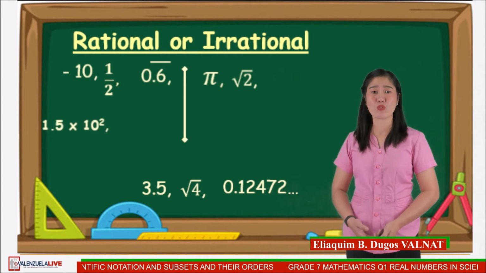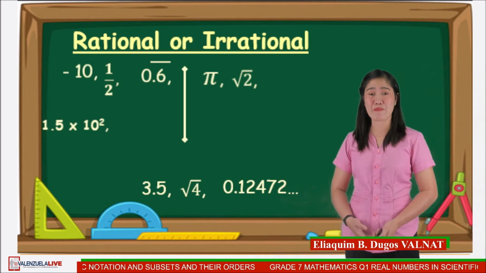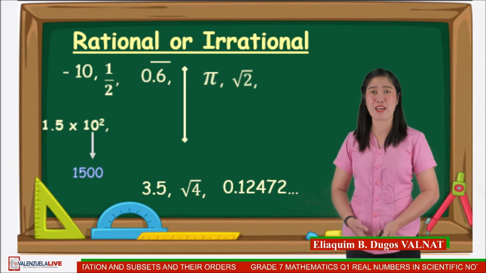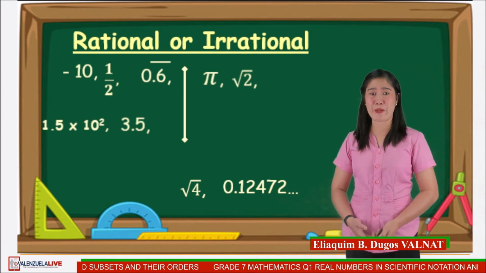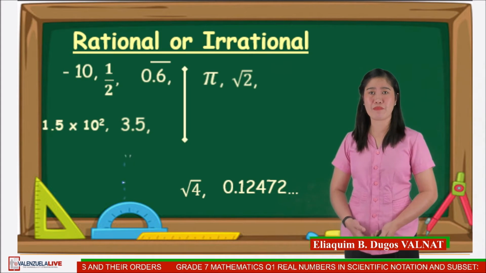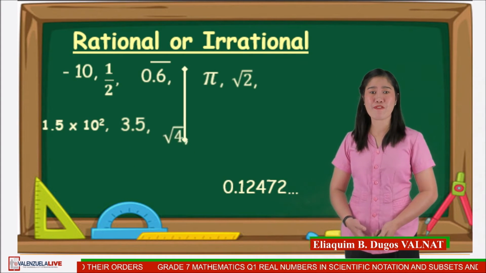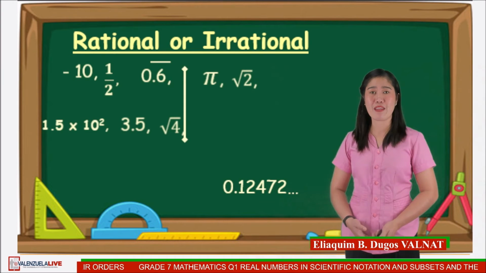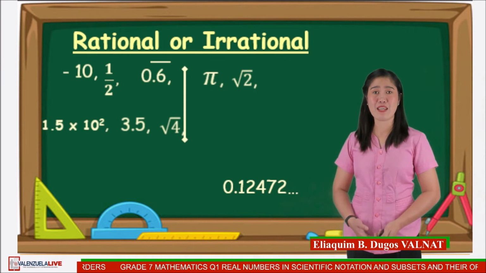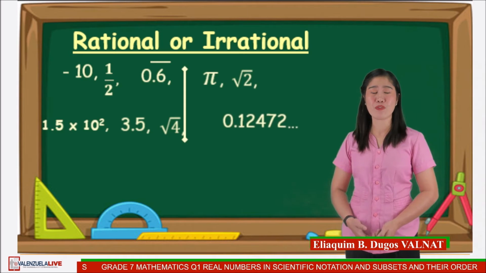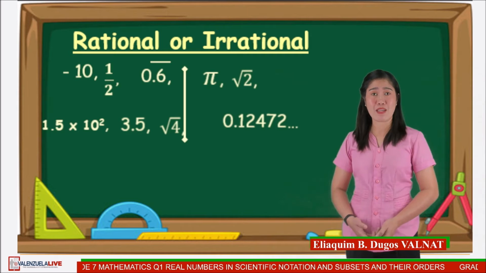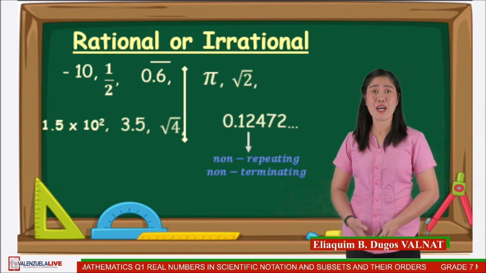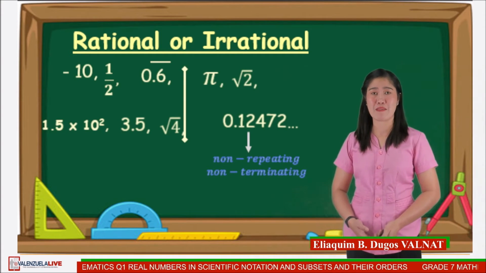1.5 times 10 raised to 2 is a rational number and can be written as 1,500. 3.5 is also a rational number and can be expressed as 7 over 2 as a fraction. Square root of 4 is rational and that is 2. And lastly, 0.12472 followed by 3 dots means that it is a non-repeating and non-terminating decimal.